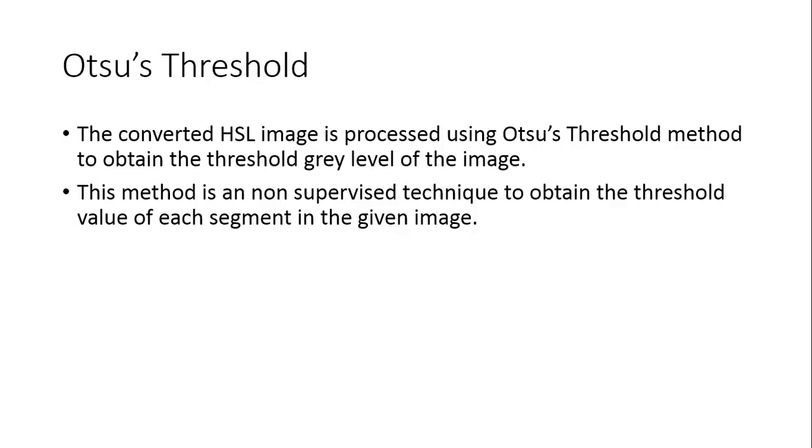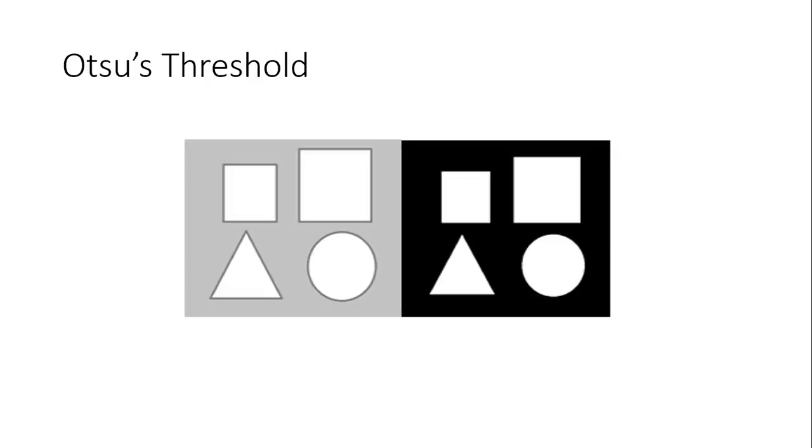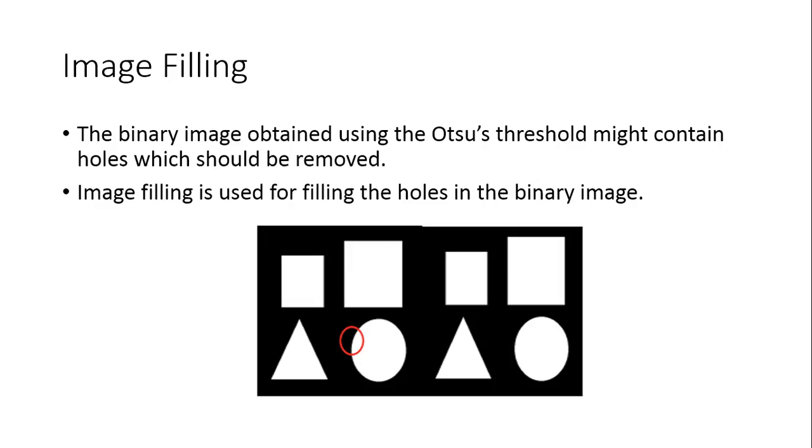So once that is done, thresholding should be done. Otsu's thresholding technique is being used. This thresholding technique differentiates between the background and the shapes. If you could see in the image, the left side is an HSL image and the right side is the thresholded image. You could see the objects being highlighted by a white color and the background being set to black. So this Otsu thresholding does this operation.